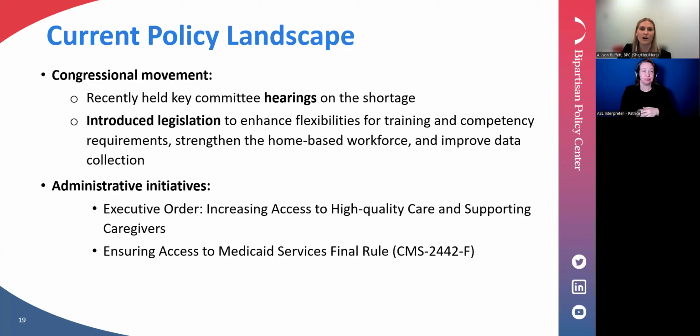The final rule also requires states to establish an advisory group. This group will consult on Medicaid payment rates, and it must include direct care workers, among other key stakeholders. And finally, the rule also requires states to report on a set of nationally standardized quality measures for HCBS.